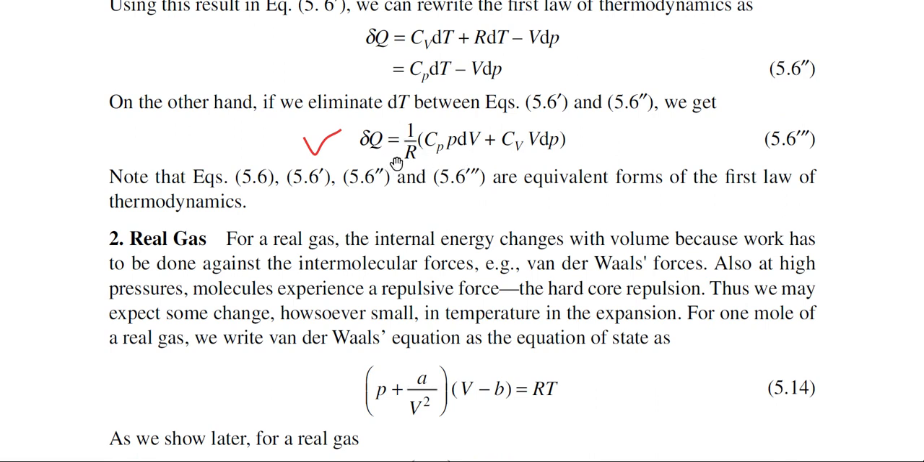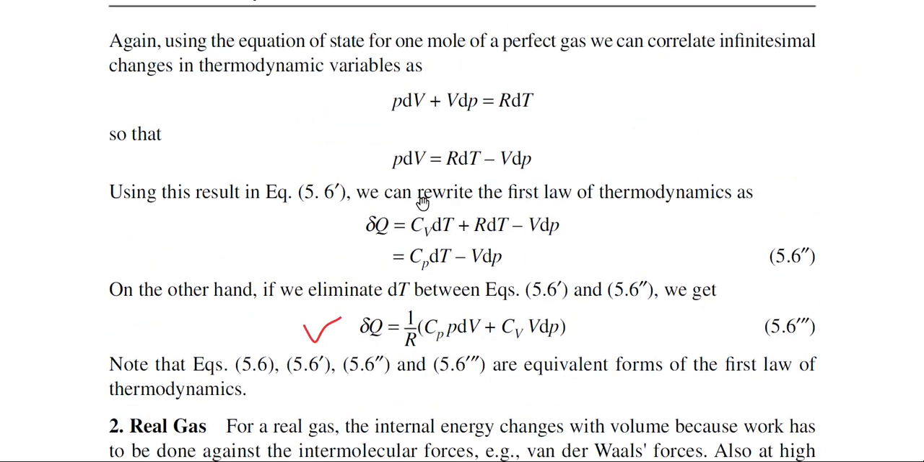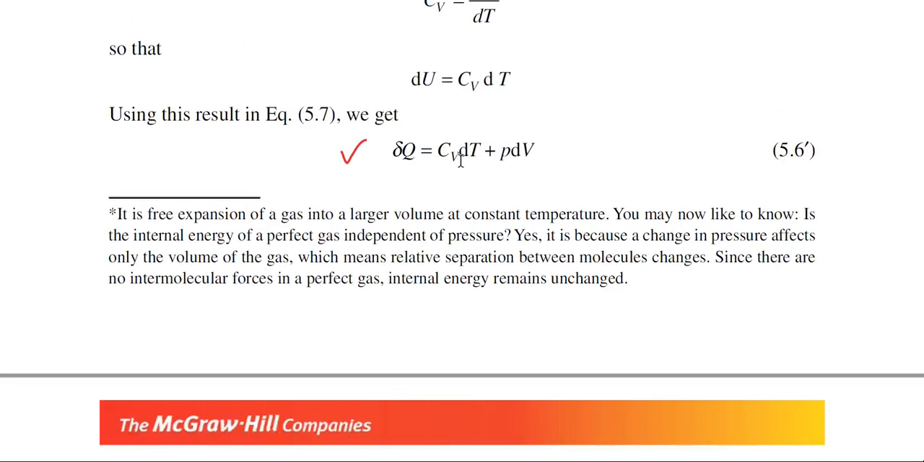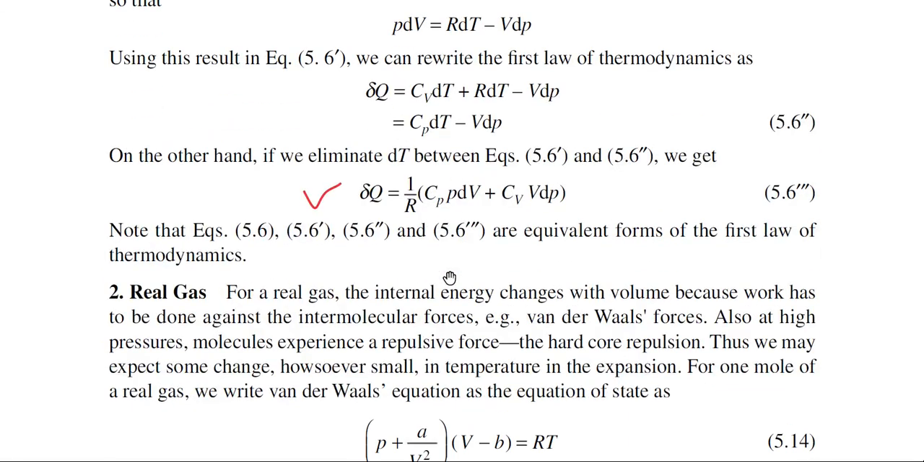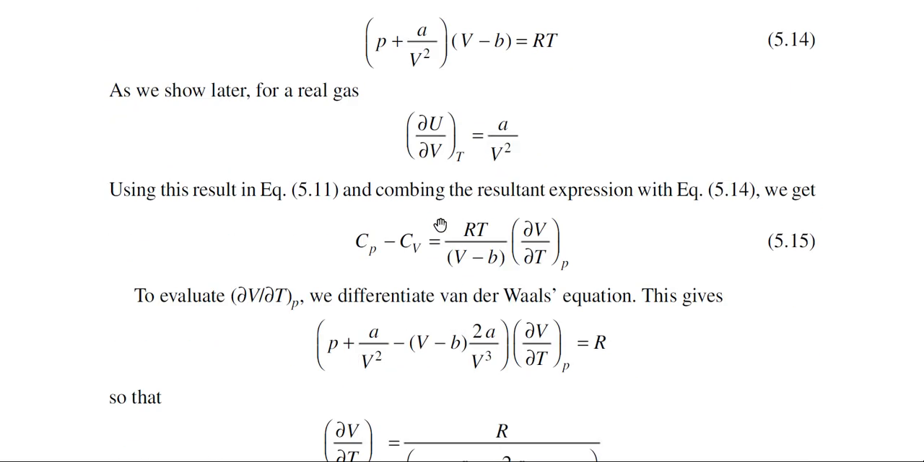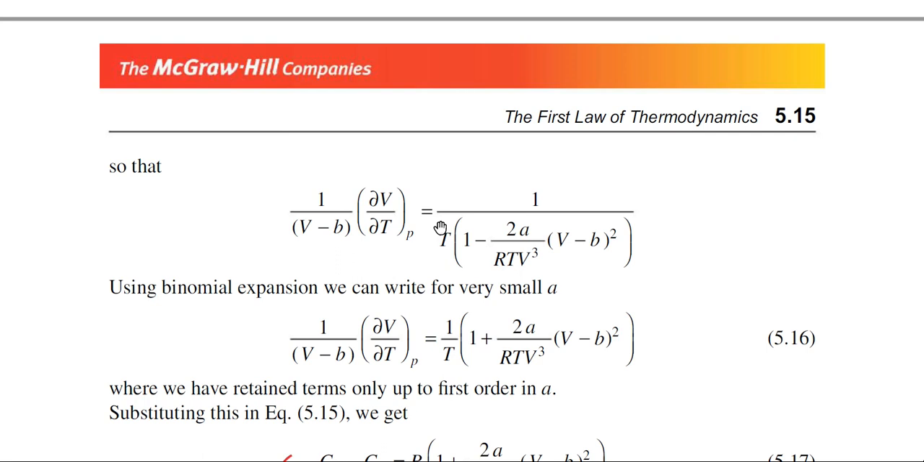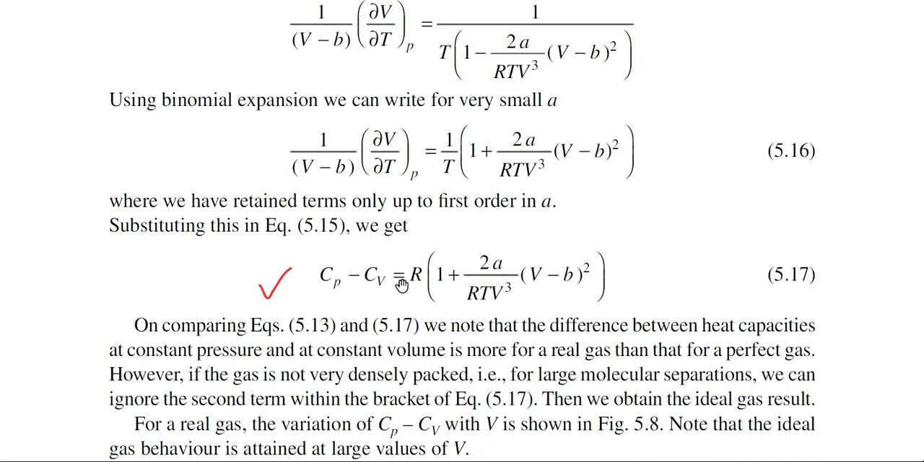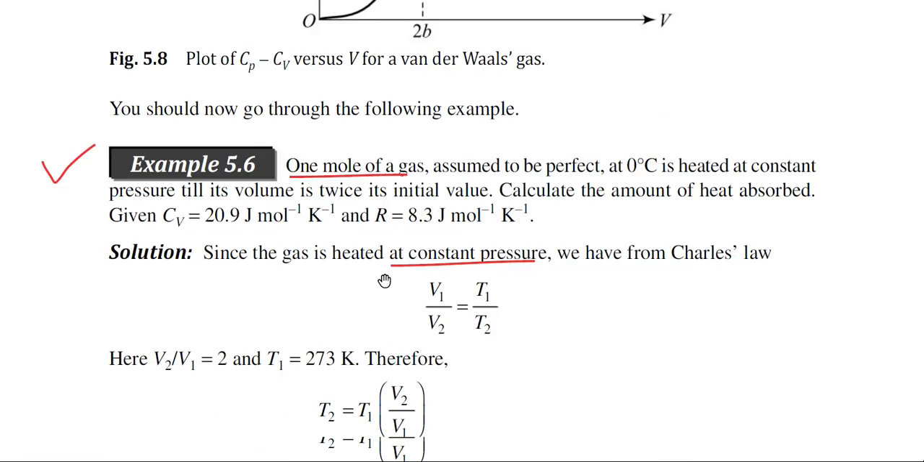Sometimes this particular formula can also be used, and this involves Cp. You see that in the previous formula this was Cv, but in this particular formula this one is Cp. And this is the Cp minus Cv relation in a van der Waals gas. This particular derivation is also important. This derivation also comes in the examination.